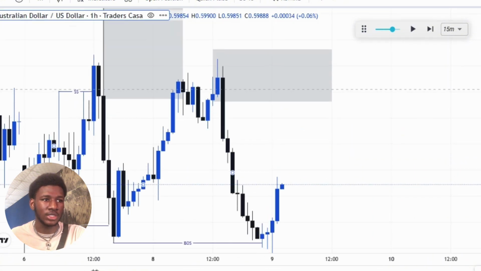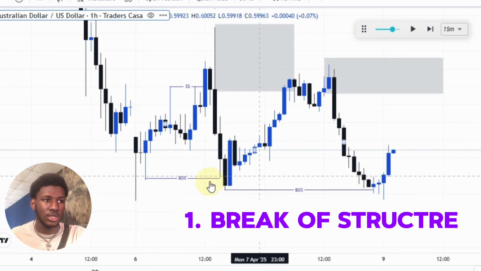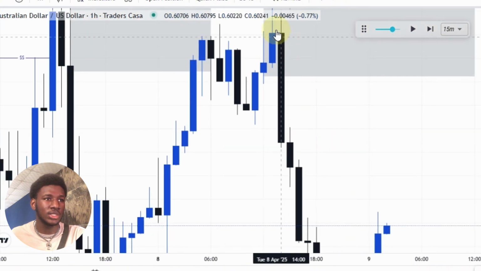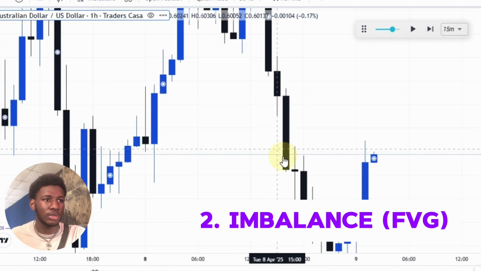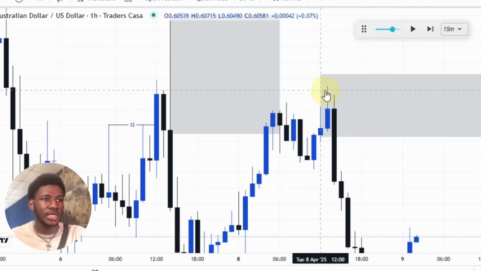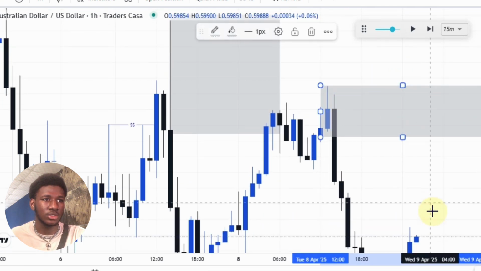Why is this a valid order block? Number one, we had a break of structure to the downside. Price broke this structure. What did we have next? We have all of this imbalance, right? Fair value gaps, telling you that the big banks were involved in this price action. And we have this tiny candle here, which is our order block, which is the last buy candle before the massive sell to the downside.